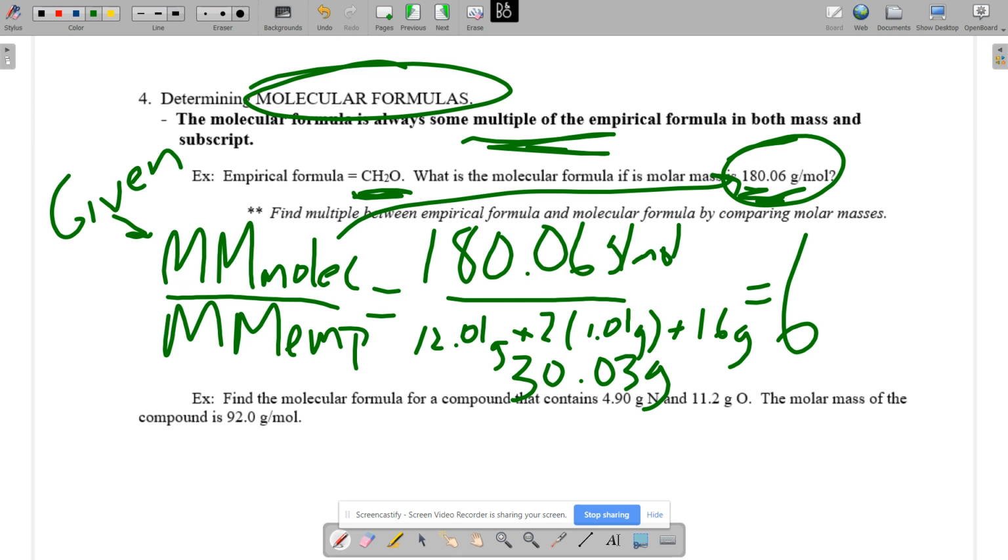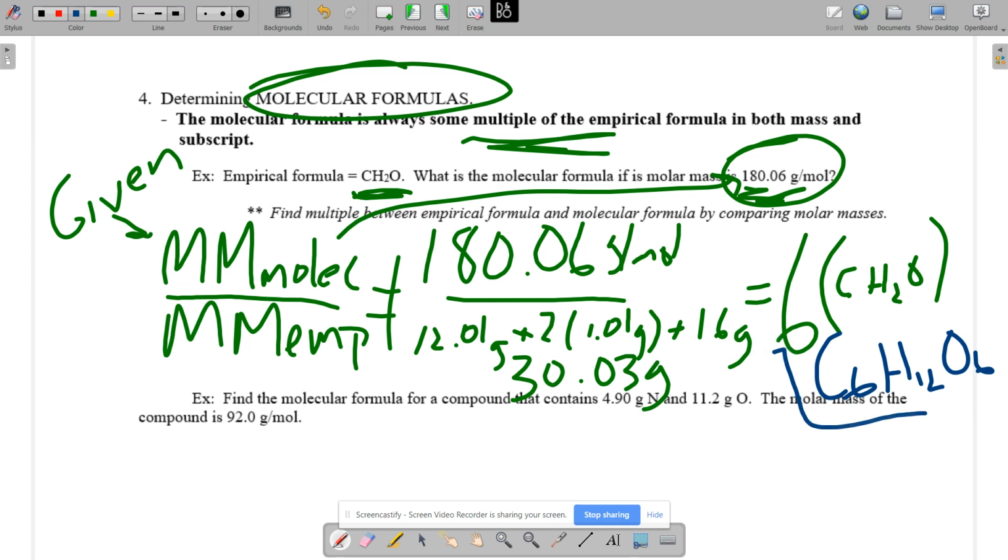So guess what? If the molecular is 6 times that of the empirical in terms of mass, then it's going to be 6 times that in terms of the formula. So if I take 6 and multiply it by the empirical formula, the molecular formula for this guy would be C6H12O6. So that's kind of the process you go through.